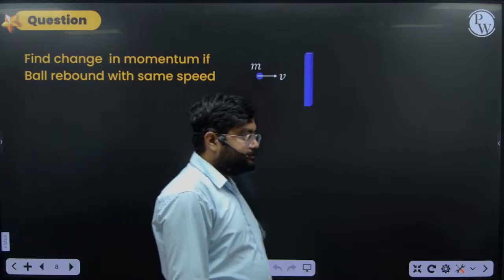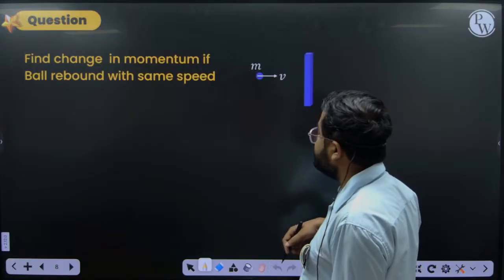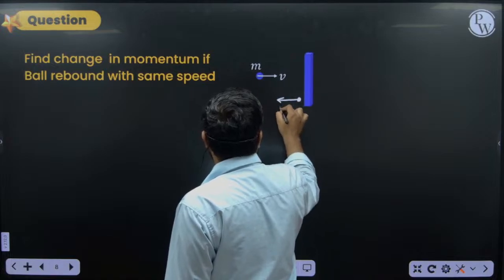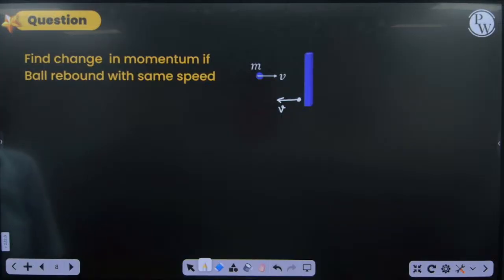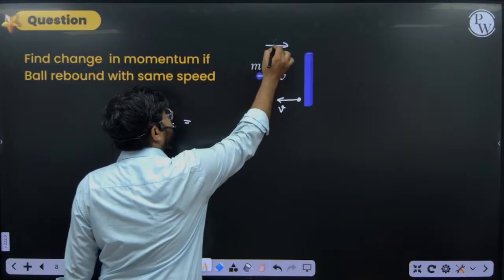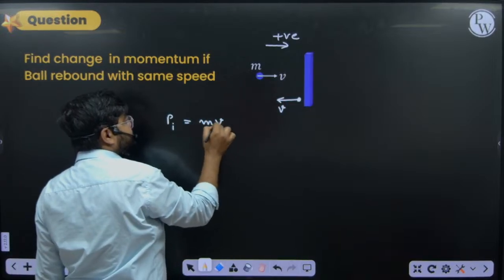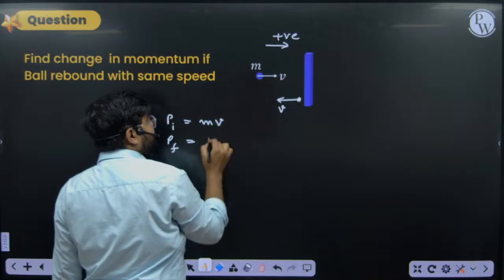So, there's a small question. We have to find the change in momentum if the ball rebounds with the same speed. So a ball has mass m, speed v, and after collision it is going to rebound with the same speed. We have to find the change in momentum. What is the initial momentum? Considering the right side as positive direction and the left side as negative, initial momentum is mv, a positive value. What is the final momentum? mv again, but in this direction, so I should write minus mv.